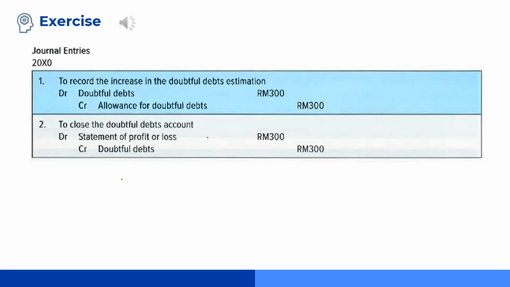The journal entry for the first year is just straightforward. We record the increase in doubtful debt estimation by debiting doubtful debts 300 and crediting allowance for doubtful debts 300. Then we transfer the doubtful debts to the statement of profit or loss, and the allowance for doubtful debts will be a contra account to the accounts receivable in the statement of financial position.